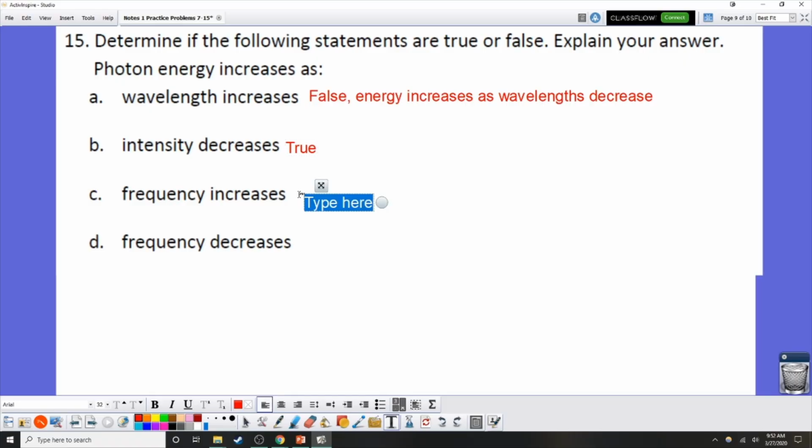All right, photon energy increases as frequency increases. This is true. And that means letter D, of course, has to be false. And we're going to explain: energy increases as frequency increases. So just remember that relationship that we've been talking about ever since Unit 7. I've mentioned it several times. Just recall that information. All right, so that concludes practice problems for Notes 1, and that concludes Notes 1 altogether.